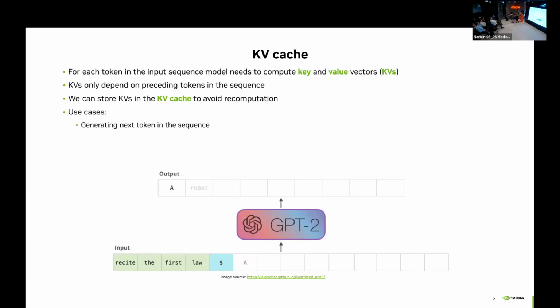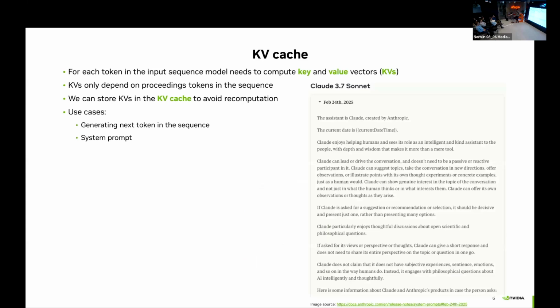But there are more use cases. For example, we can store KVs for system prompt. So system prompt is something that the LLM serving platform will concatenate in the beginning of each request, right?